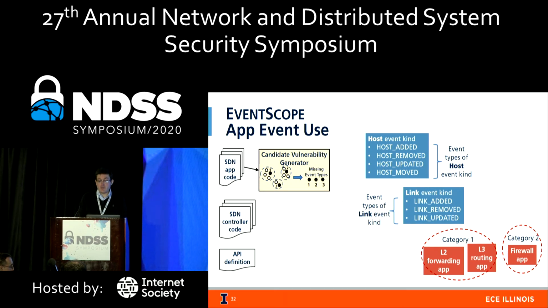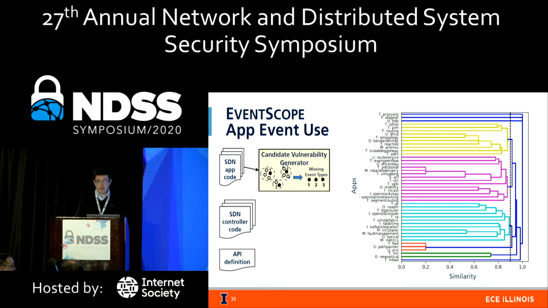To model this, we know that there is a universe of events, which we call event kinds. Each event kind relates to a particular control plane object class, such as hosts or links or topology objects, as shown on the right. For each event kind, we assume that it has different event types. For instance, the host event kind here has 4 event types that essentially describe the possible state changes that could happen. And based on how similar these events are handled across apps, we then cluster those apps into different categories.